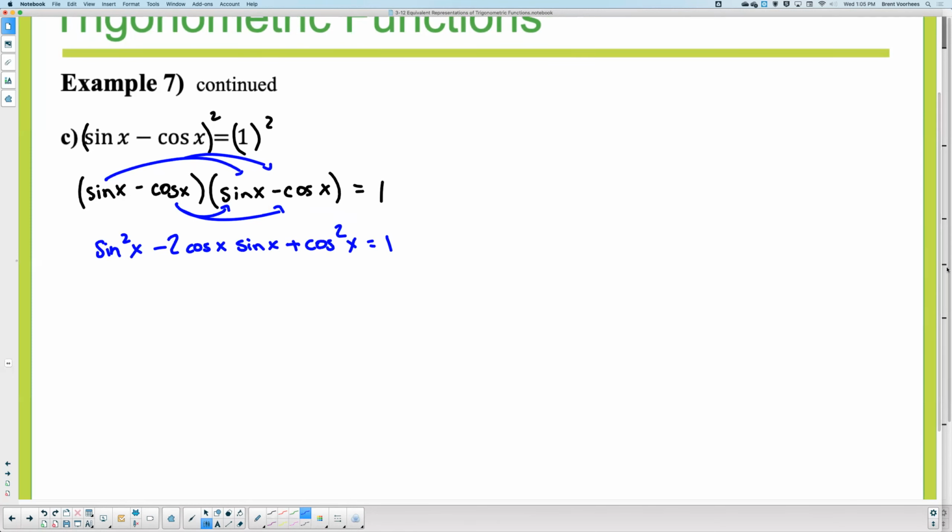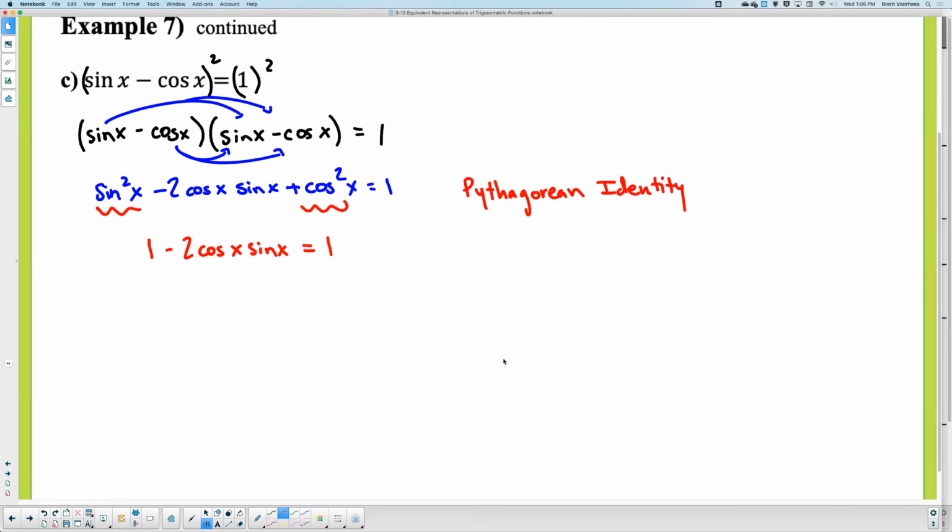Now, what can I do? Now I have my sine squared plus cosine squared. That's a Pythagorean identity: sine squared plus cosine squared equals 1. And so those two adding together is going to be 1. So I have 1 minus 2 cosine x sine x equals 1. And from there, I can do some algebra. I'll subtract 1 on each side. So I have negative 2 cosine x sine x equals 0. Those both canceled.